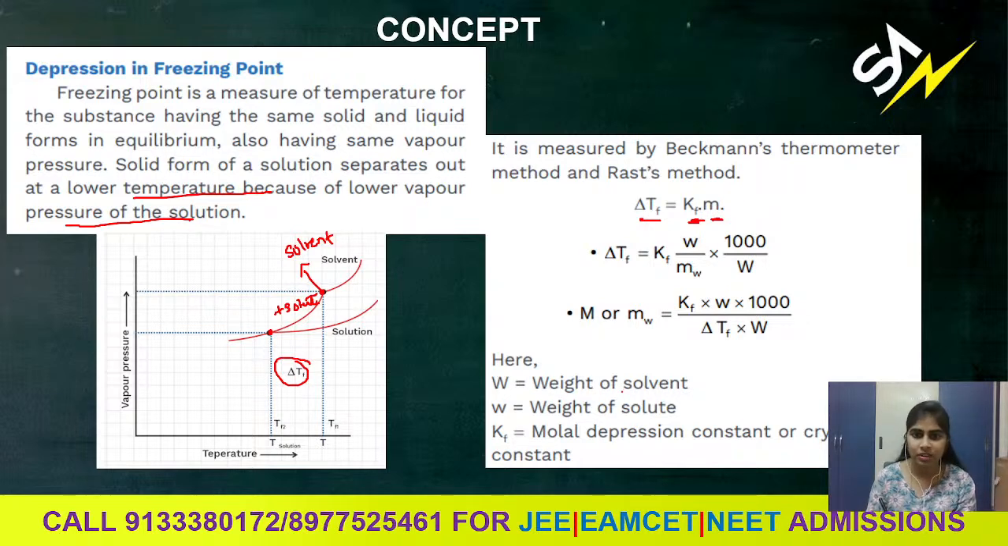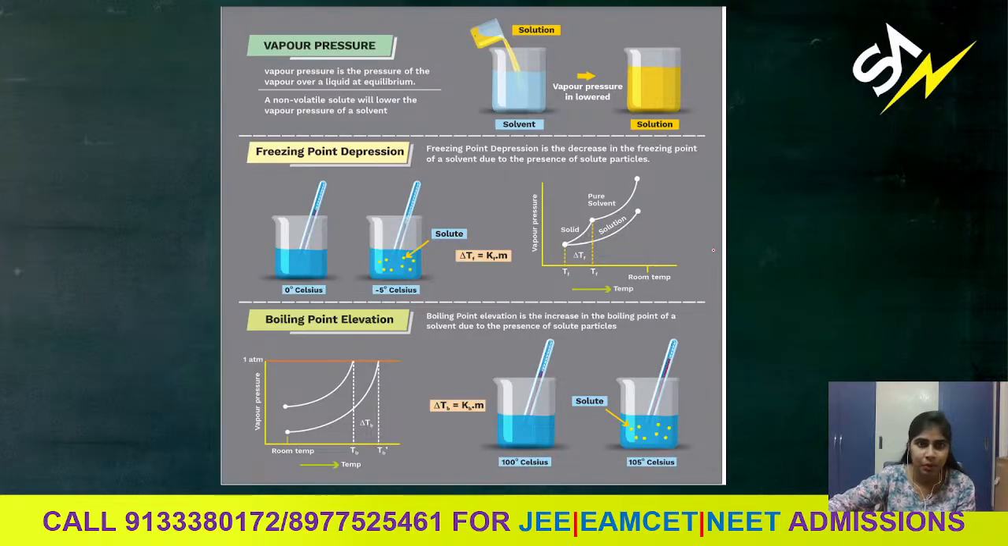This Kf is known as molar depression constant. In elevation in boiling point, that Kb is known as molar elevation constant. Here Kf is known as molar depression constant. Similar formula is applied here. This delta Tf is equal to Kf into W by M into 1000 by W, since it is depending on molality. So this is the formula for depression in freezing point.